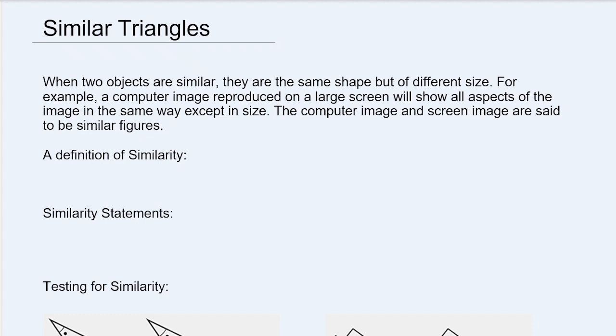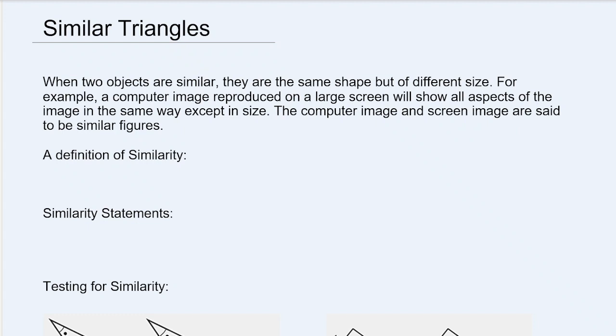Now you can see there in the little blurb we're saying that two objects are similar if they are of the same shape, but they can be of a different size. It's how computer images are reproduced. It is also how photos, paintings, and scientific diagrams, all sorts of things, can be enlarged or made smaller based on similarity.